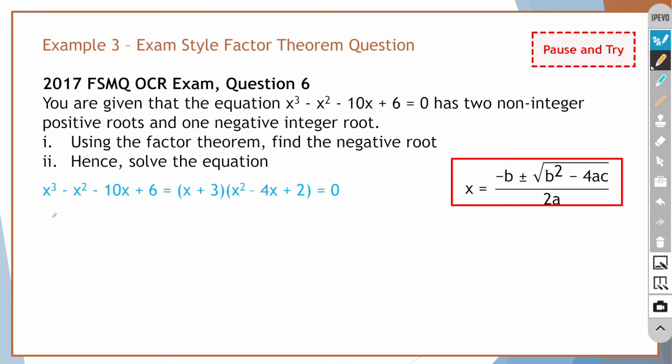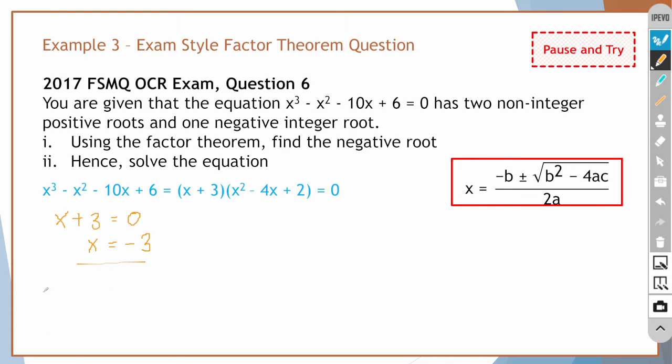So like we worked out on the previous slide, we can express x cubed minus x squared minus 10x plus 6 as a product of these two factors, as a product of x plus 3 and x squared minus 4x plus 2. So in order to solve the equation, we have to consider these two factors. So let's do x plus 3 first. What we do is we equate the factor to 0. So x plus 3 equals 0, and then this one becomes pretty easy to solve. So already we have one of our roots, x equals minus 3.